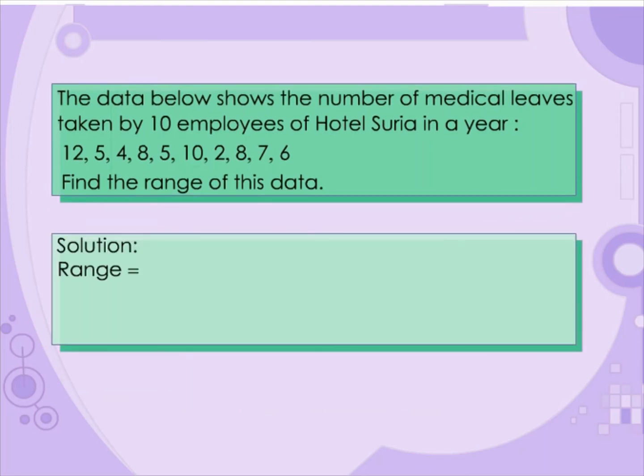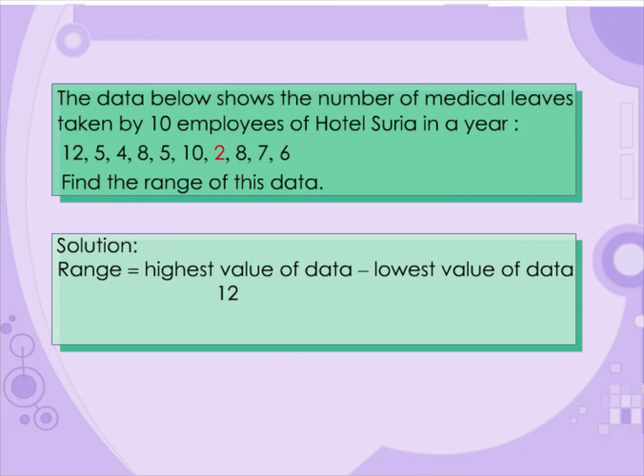Range is equal to the highest value of data minus the lowest value of data. In this data, the highest value is 12 and the lowest value is 2. Therefore, the range is 12 minus 2, which is equal to 10.